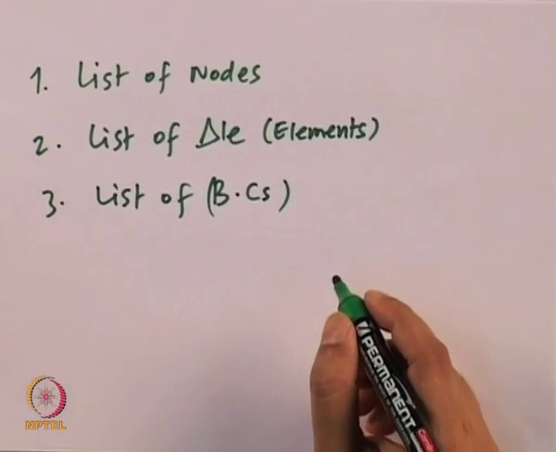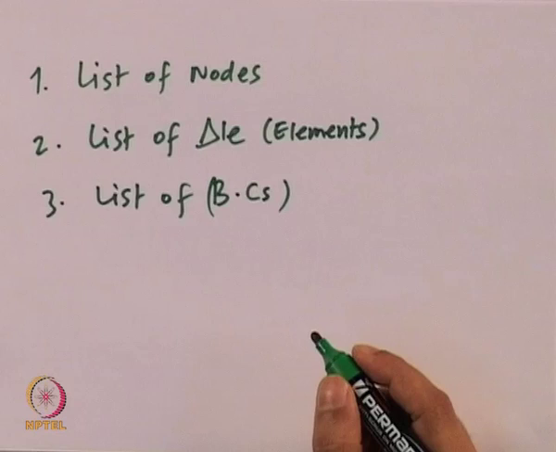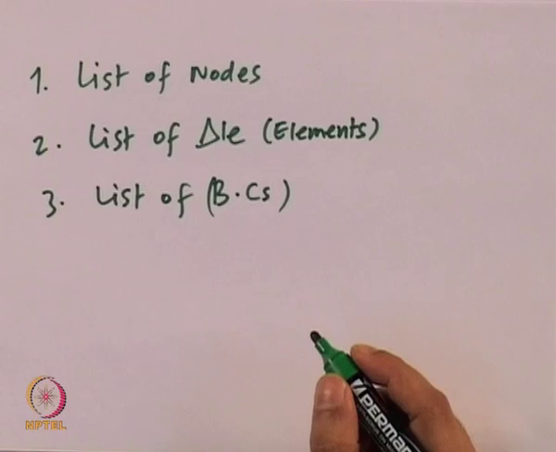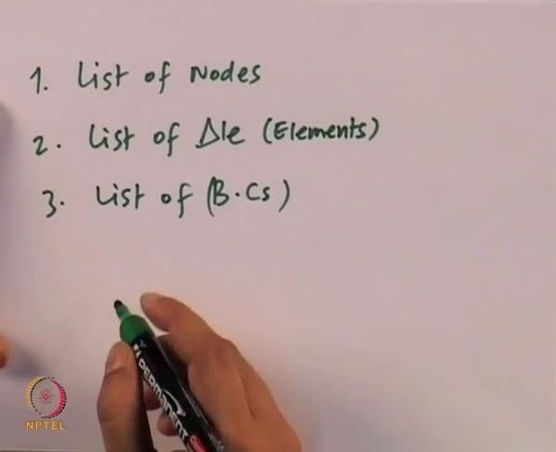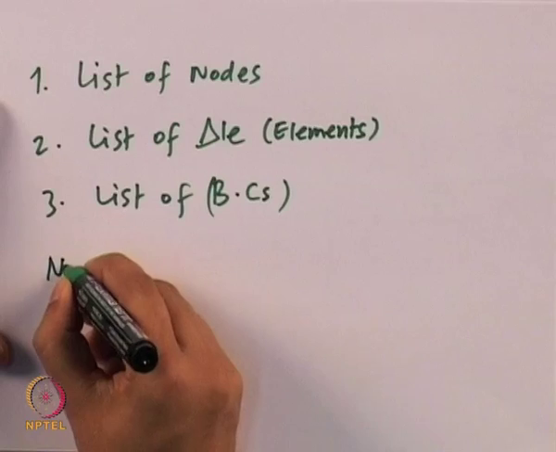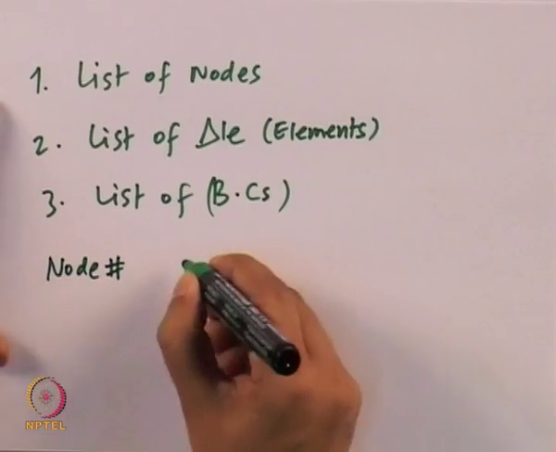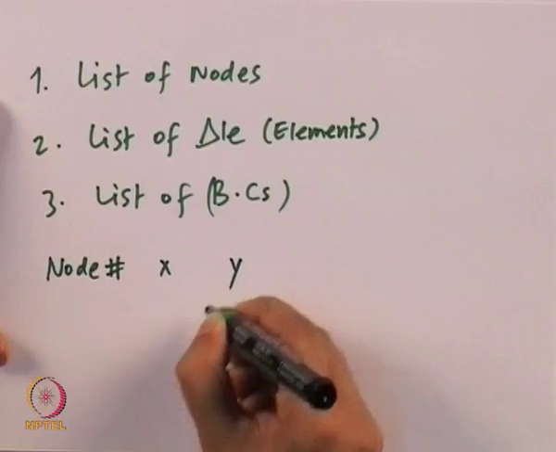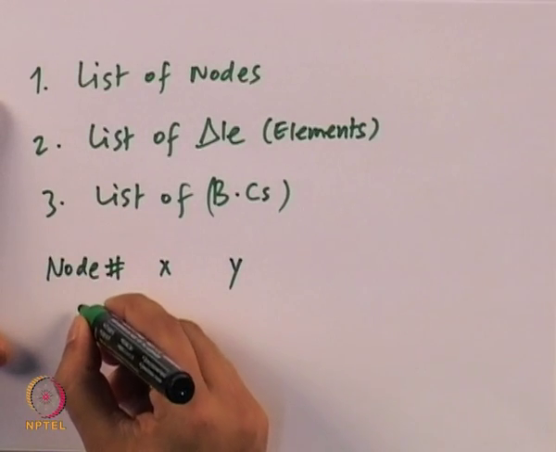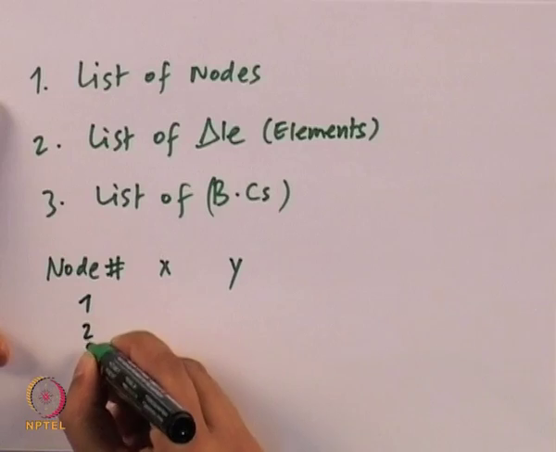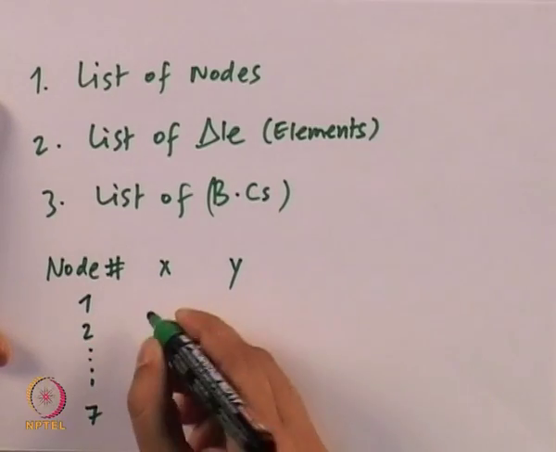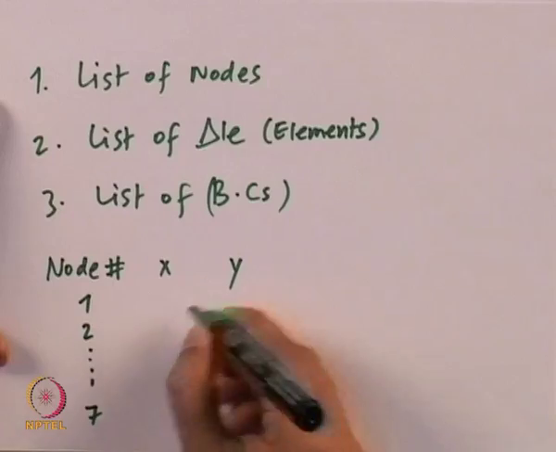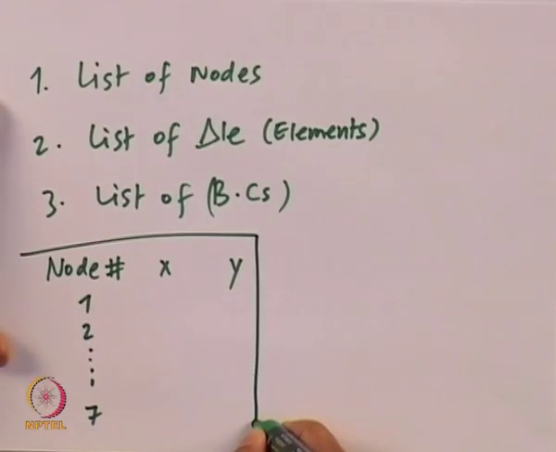So once we have that, we are going to assign them certain numbers, and we are going to use the MATLAB structure of manipulating the matrices to take the problem. So let's say for the list of nodes, what we will have is the node number, and we will have the x and y coordinate. In our case we will be having 7 nodes, so it will go from 1, 2 until 7, and we will have various x and y coordinates. So this will be the first one.